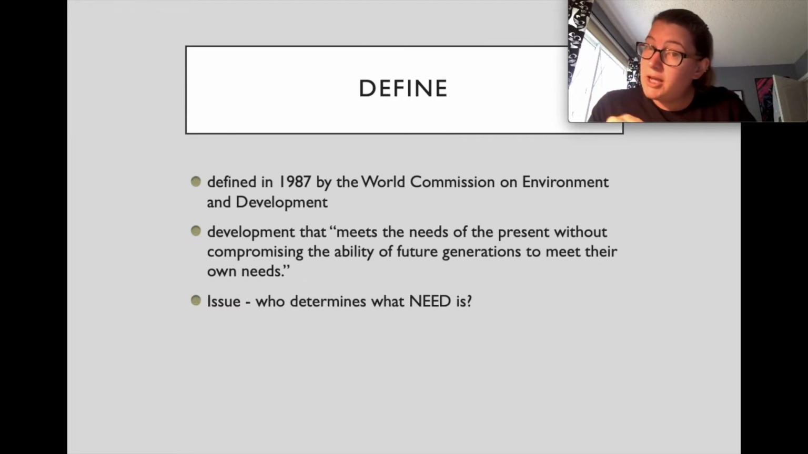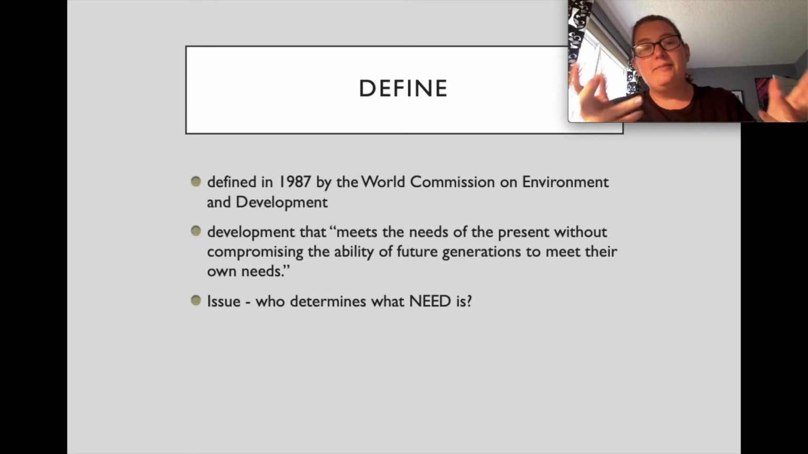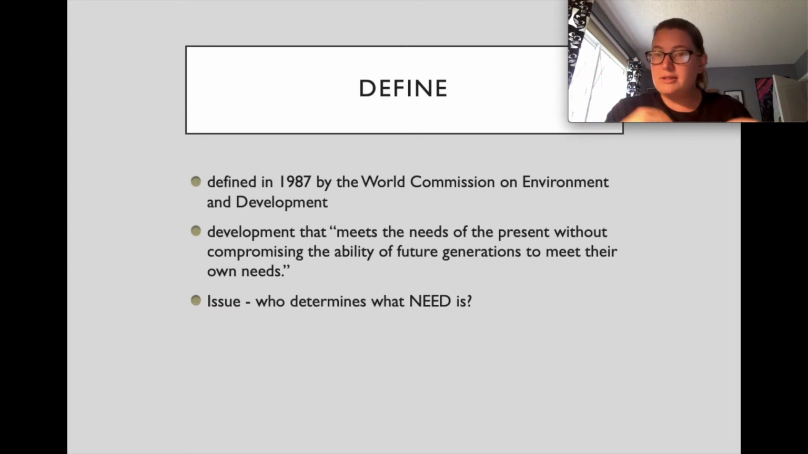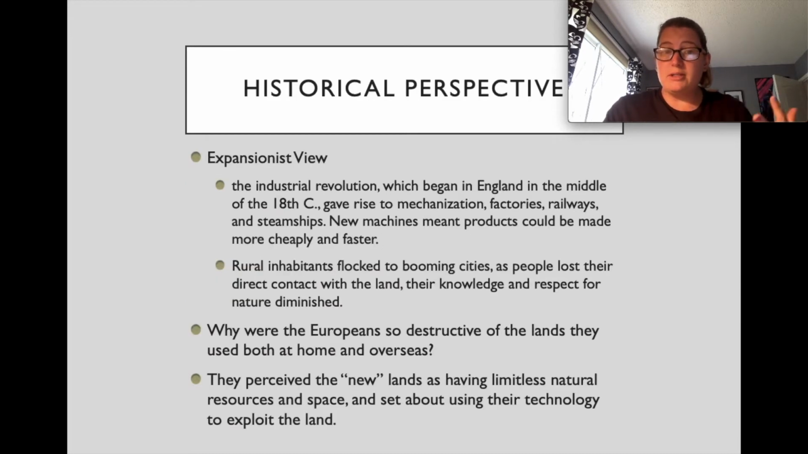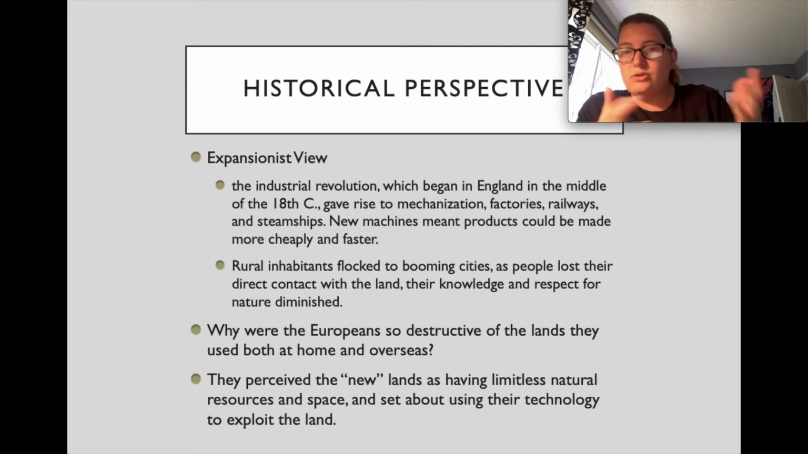But then the issue becomes who determines what the need is, right? So what are the needs that we have now that we can do without, that define the present? So let's look at kind of a historical perspective on this.